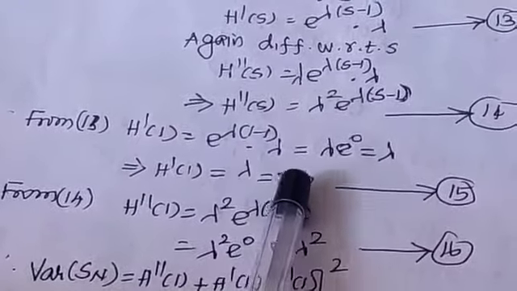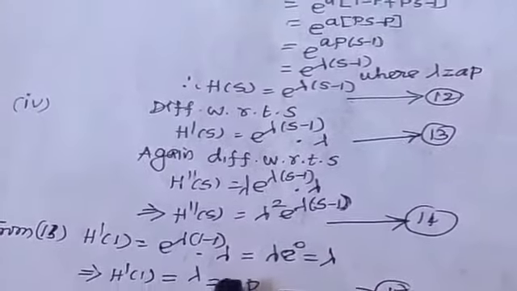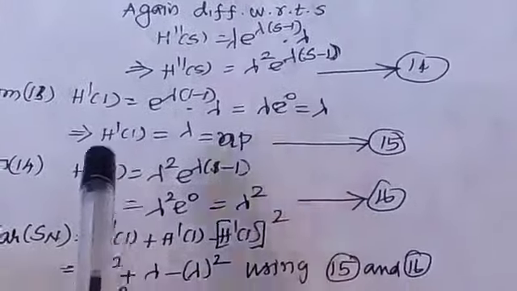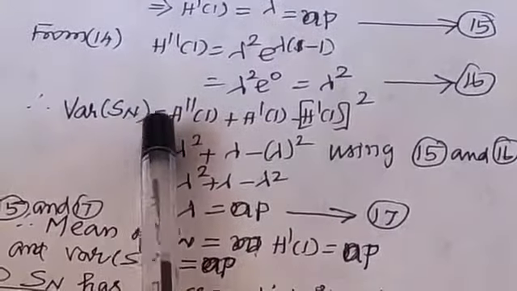What is lambda? Already taken, lambda equals ap. From 14, h double dash of 1 equals lambda squared into e power lambda into s minus 1, that is lambda squared into e power 0, equals lambda squared. So here we found h dash of 1 and h double dash of 1. The variance of Sn equals h double dash of 1 plus h dash of 1 minus h dash of 1 whole squared. H double dash of 1 is lambda squared, h dash of 1 is lambda. Therefore lambda squared plus lambda minus lambda squared, this term cancels, leaving lambda, which equals ap.